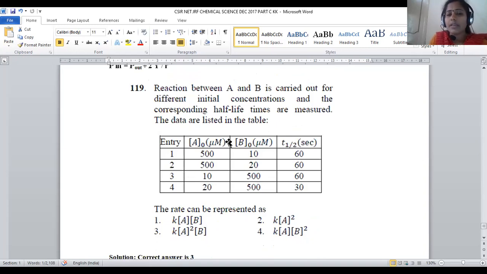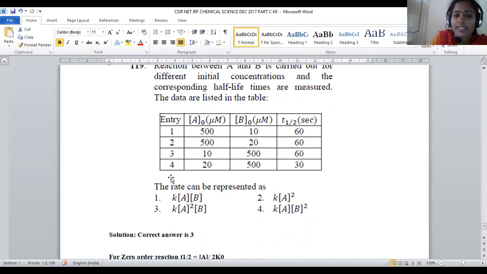The next question is related to chemical kinetics, where a reaction between A and B is carried out for different initial concentrations and the corresponding half-life times are measured. The data are listed in the table, right? So here A and B are the starting materials which were taken, their initial concentrations are given at different values, and their corresponding T half values are given. Let us see how many entries there are. 4 entries.